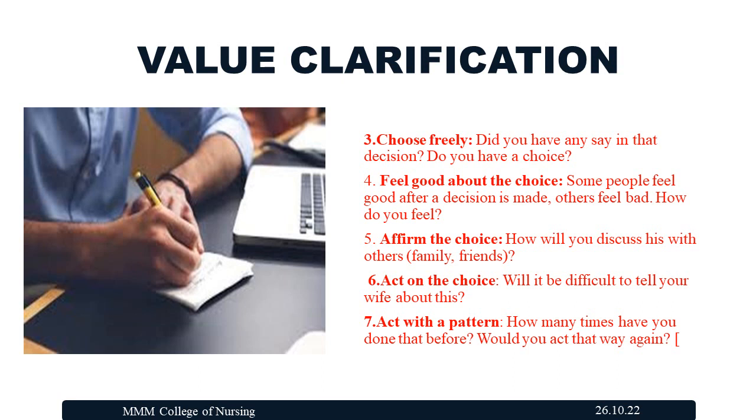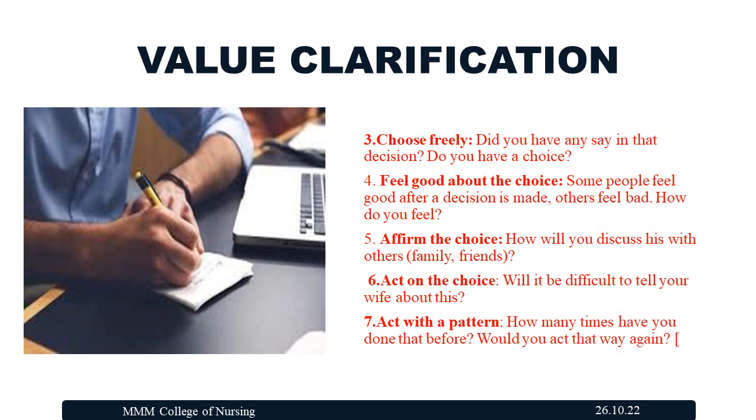The fifth step is affirm the choice. How will you discuss this with others, the family and the friends? Affirm the choice. The sixth one is act on the choice. Will it be difficult to tell your wife about this? Act on the choice. The client has taken the decision, and we see how they are proceeding with that decision.